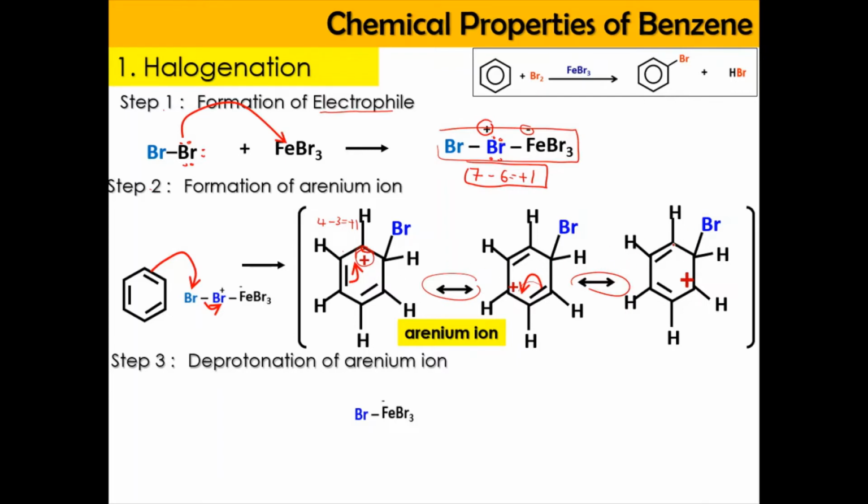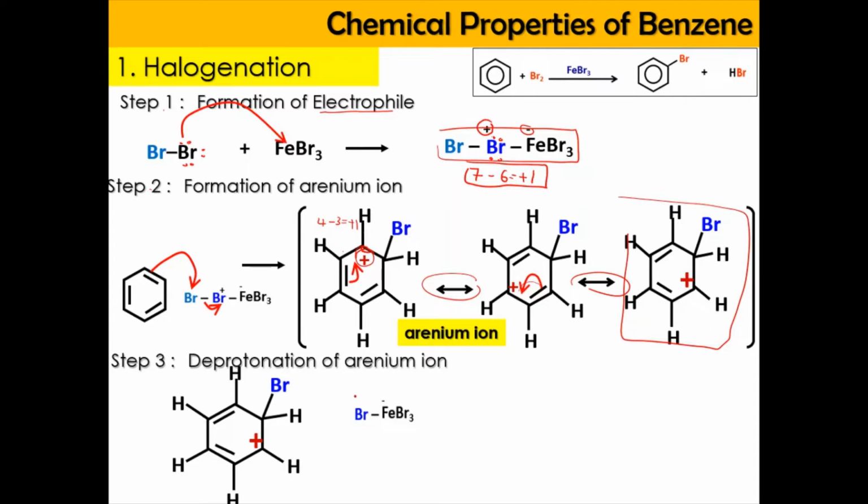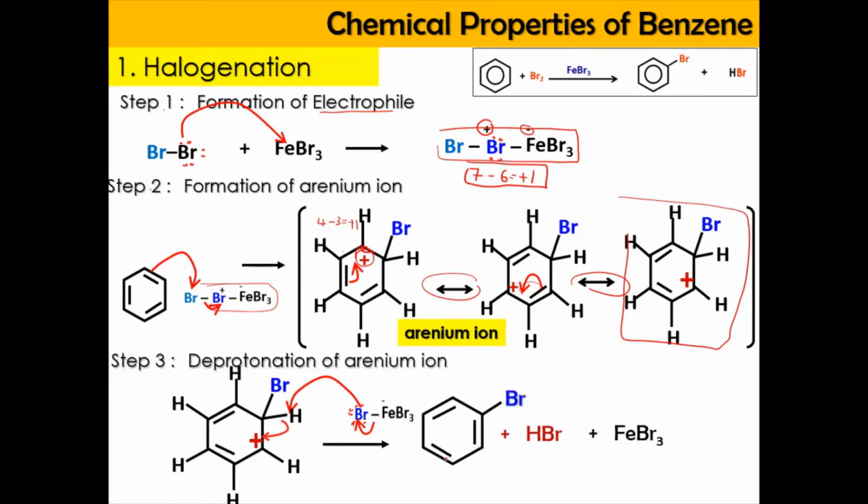Okay, and for step number 3, you can draw this one again into here, and then you can break the bond in between the Br and FeBr3 because this is obtained from the step 2 punya reaction. Okay, so you can break the bond here, and you can use the extra electron that is given here in order to attack the hydrogen. Okay, so you're going to break the CH bond here and pass the extra electron into here in order to form a carbon-carbon double bond in order to complete the benzene.